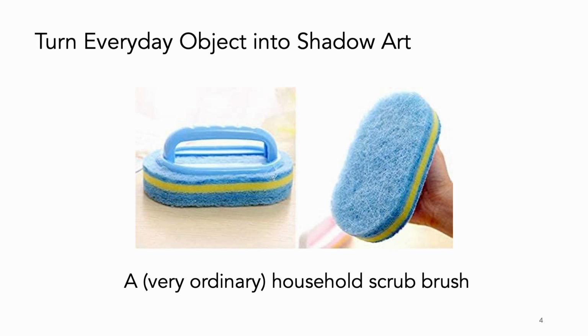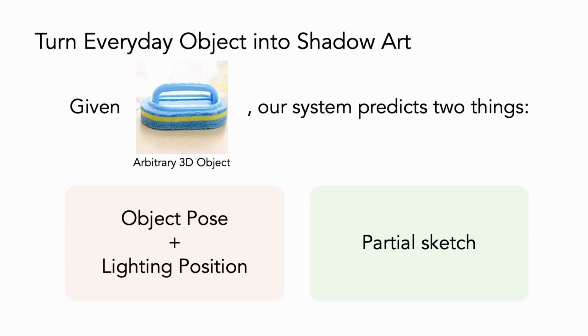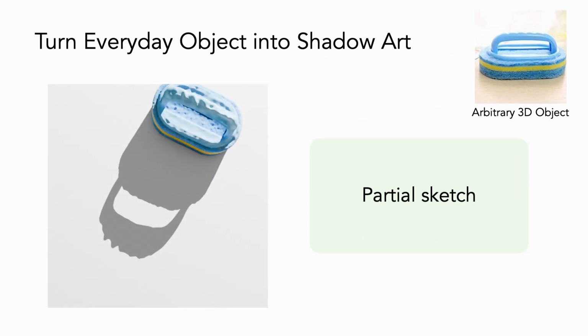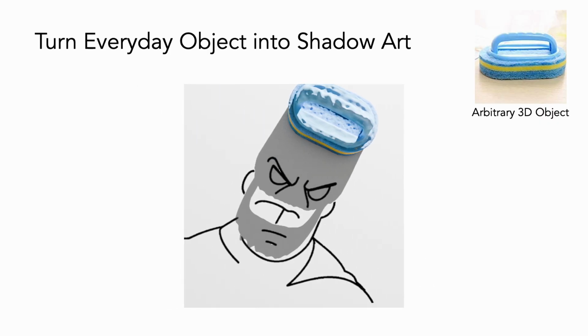Our goal is to take any ordinary object, as simple as this household scrub brush, into the striking shadow art as I have just showed. And to achieve this, our system needs to determine two things. The first is the object pose and lighting position, and the second is a partial sketch. And then we can place the object and light to get the shadow, print out the sketch, combine them, and get this very cool Batman.